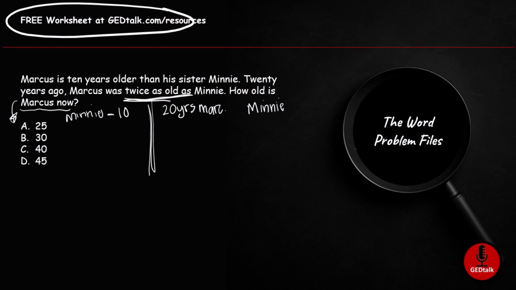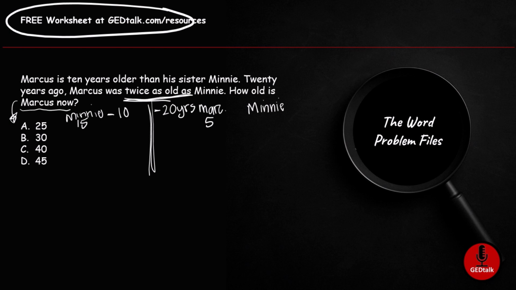Okay, so we need to just figure out which one of these ages will make sure that 20 years ago, we would subtract 20, right? So I'm going to do subtract 20. Marcus is going to be an age that's twice as old as Minnie. So let's go ahead and check our answer choices against what we know. So if Marcus is 25 right now, that means Minnie would be 15. 20 years ago, 25 minus 20, Marcus would be 5.